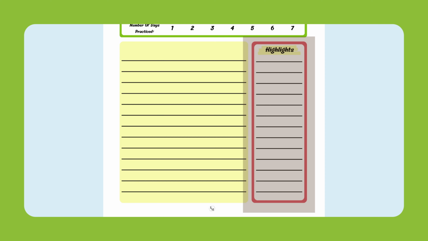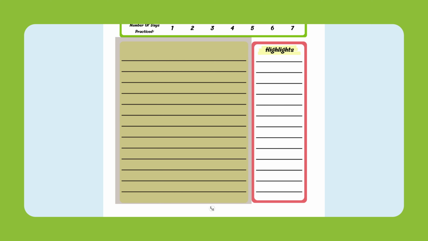Highlights is a fun section to write some of the achievements that have been made during a student's practice week. This section can feature the victories that students had as they worked through their assignments. To conclude, let's look at the space section.